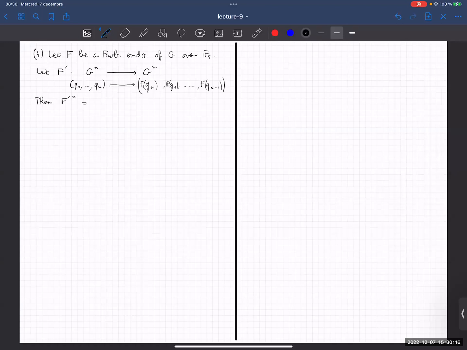Okay. And in this case, F' to the nth power is equal to the nth power of F, where I denote by F the endomorphism of G^n which is obtained just by the product of the Frobenius endomorphism. And so again, because the power of F' is the power of F, this implies that F' is a Frobenius endomorphism.